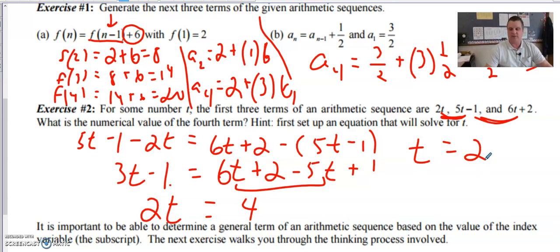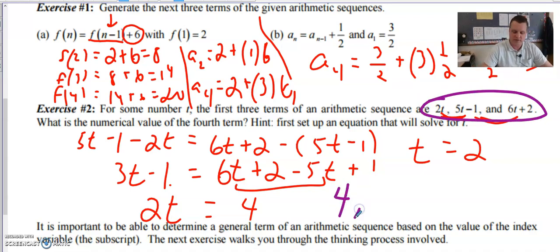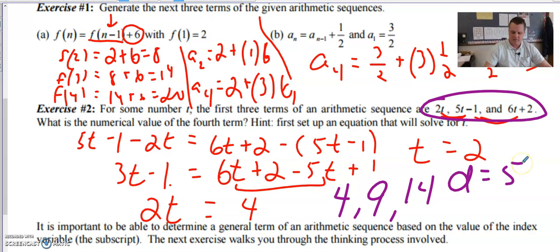Not necessarily the difference. So if I plug it in for these values up here, t is 2. That means I have 4 is the first term. 2 times 5 is 10 minus 1 is 9, the second term. And then 12 plus 2 gives me 14. So my common difference is 5. I'm adding 5 to everything. So what is the numerical value of the fourth term? I have to add 5 to 14, and I get 19.